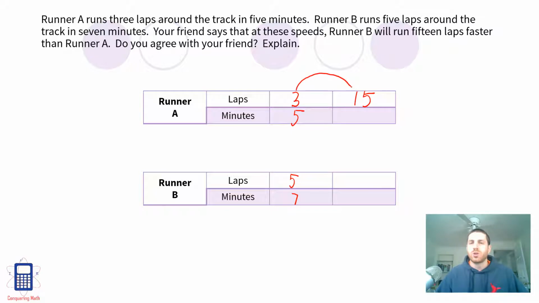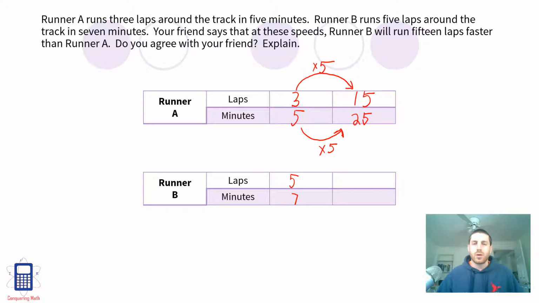So we'll just draw a little arrow over here. And to get from 3 to 15, we would multiply by 5. And so then we have to keep it consistent. So if we multiplied runner A's laps by 5, we should multiply her minutes by 5 as well. And so 5 minutes times 5 is 25 minutes. So it will take runner A 25 minutes to complete 15 laps.